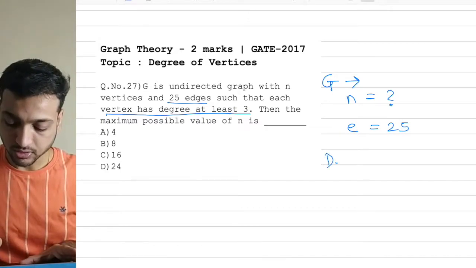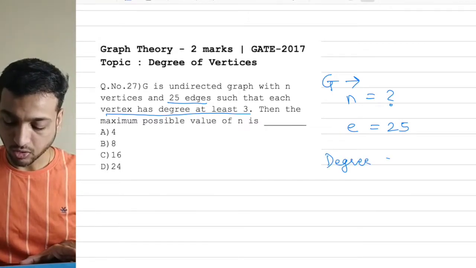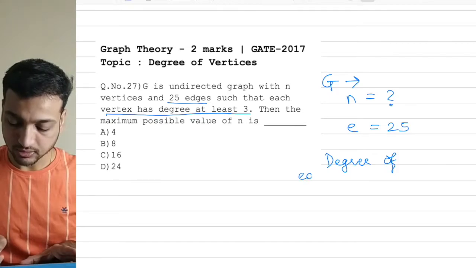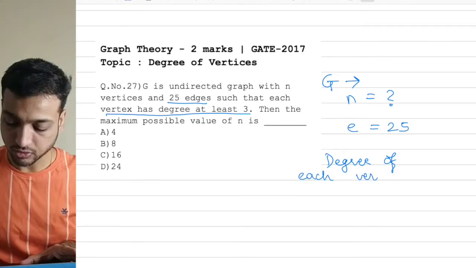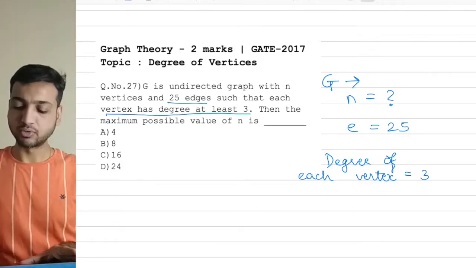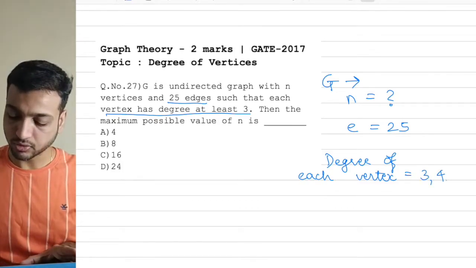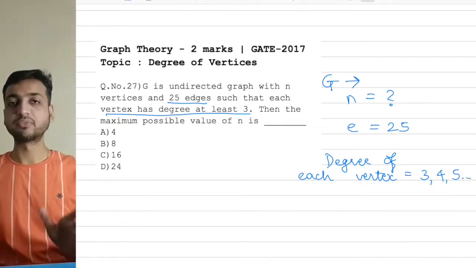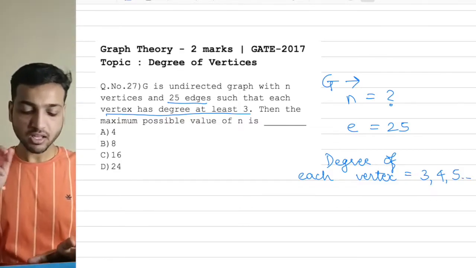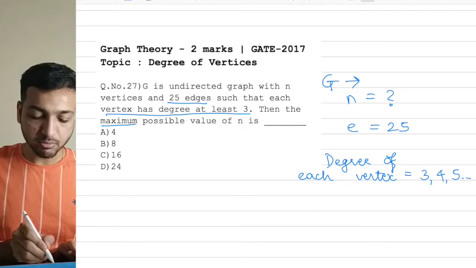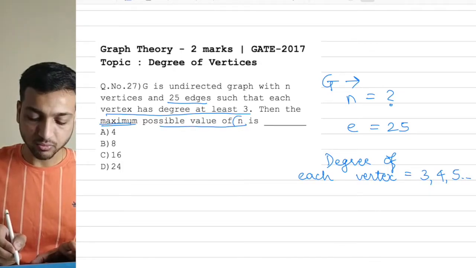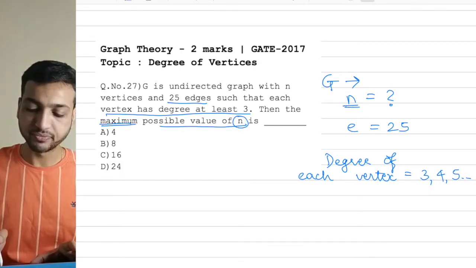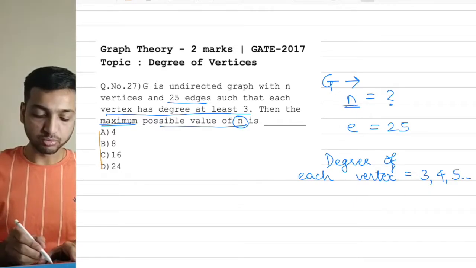Okay, so the degree of each vertex starts from 3. So at least 3. It could be 3, it could be 4, it could be 5, and so on. Okay, minimum is 3. Now we have to find the maximum possible value of n. What is the maximum possible value of n? Okay, and we are given these 4 options.